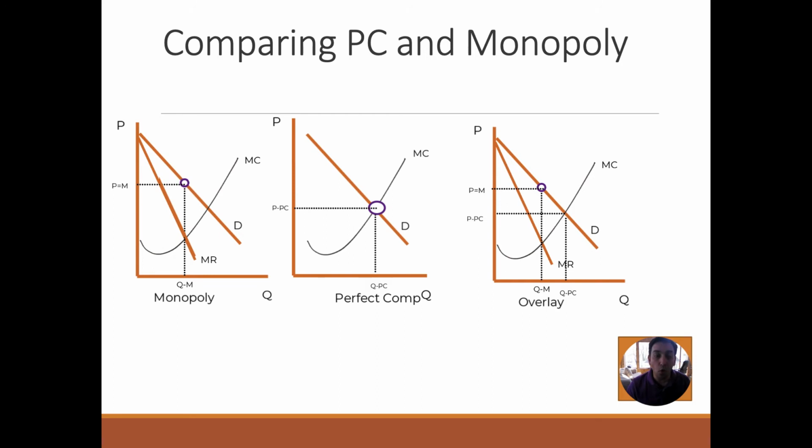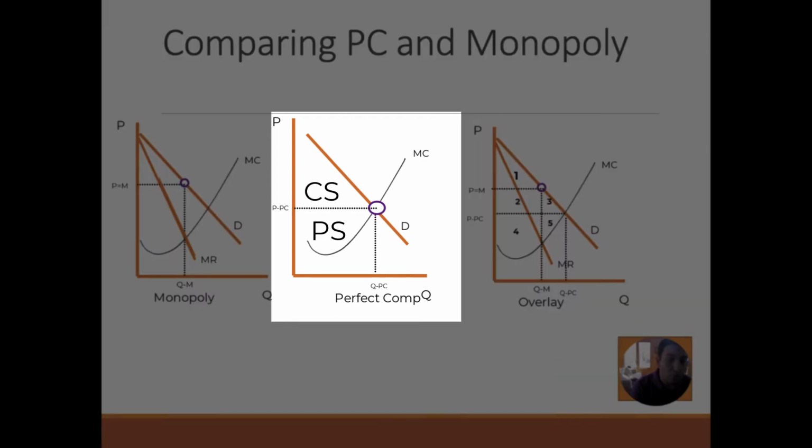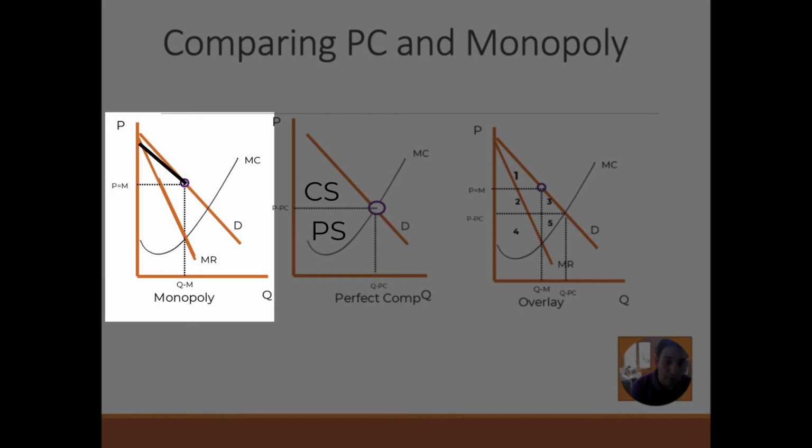Well, now if you overlay this first graph with this second graph into this third graph, and you start labeling the spots, we can start to see what's going on. Well, what do we have? On this side, we have consumer surplus here, and we have producer surplus there. This is what consumers were willing to pay. This is how much they had to pay. That's consumer surplus. In monopoly, this is what people were willing to pay.